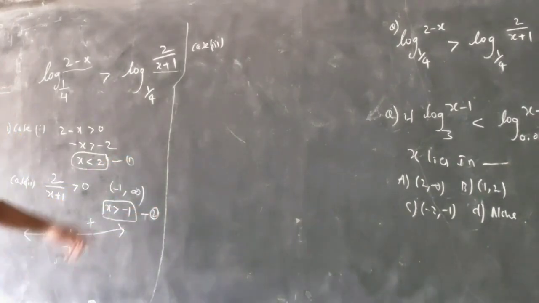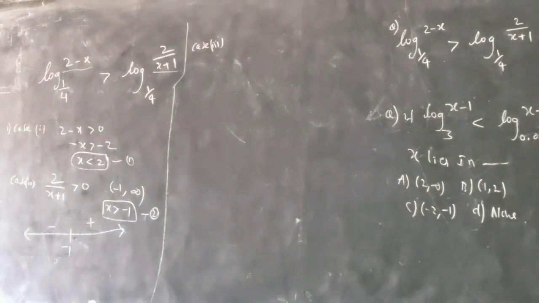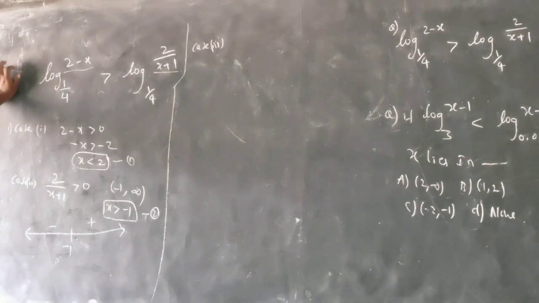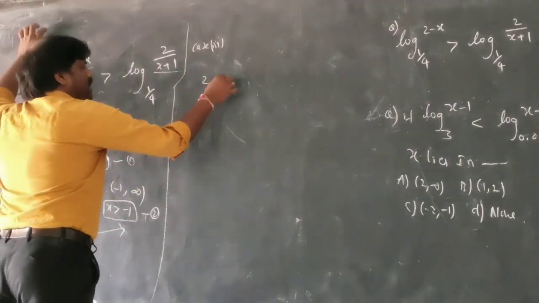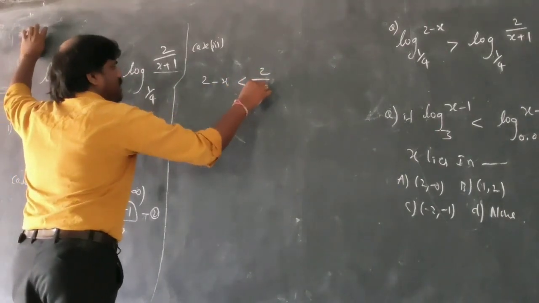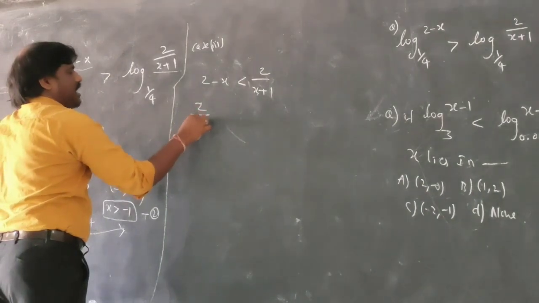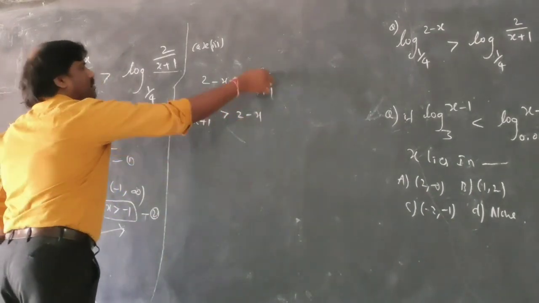Let us see case number 3. Case number 3, you have 1 by 4. So what do you have? The inequality, thus 1 by 4 is there. I told you, whenever the base is less than 1, the inequality changes. That means 2 minus x, this greater than will become less than 2 by x plus 1. This means 2 upon x plus 1 is greater than 2 minus x.